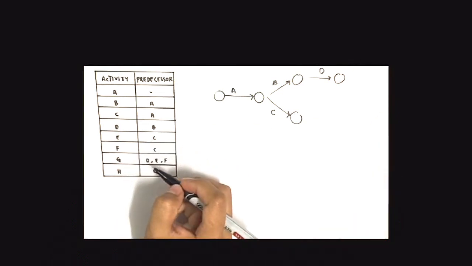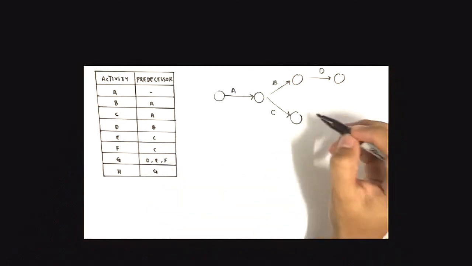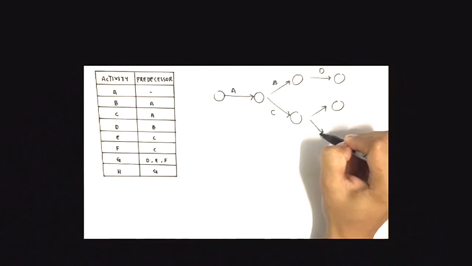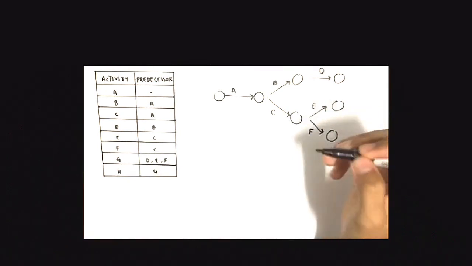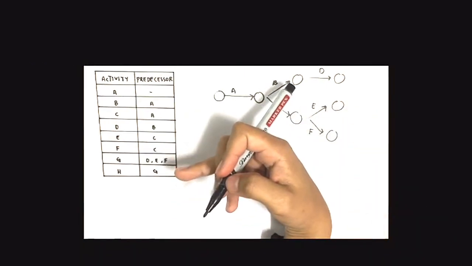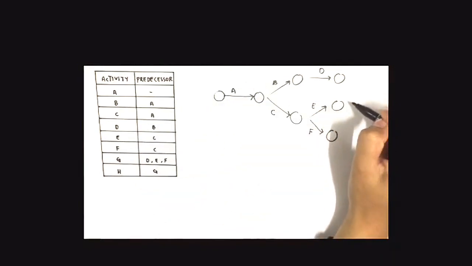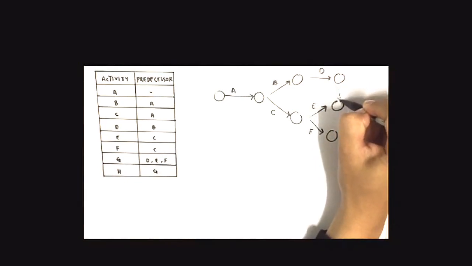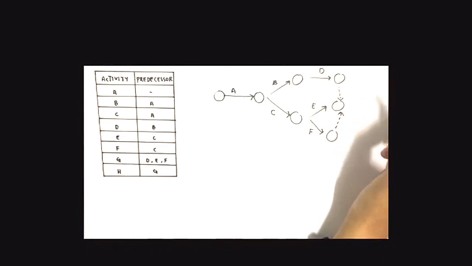Then next we have activities E and F. They both depend on C. Then we can draw like this. Okay. So E, F. Then when we want to draw activity G, in order to get all of the correct predecessors, we have to draw it like this.